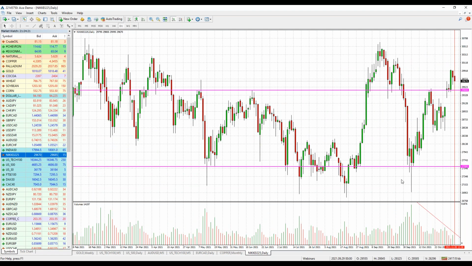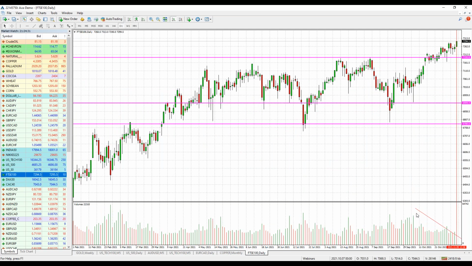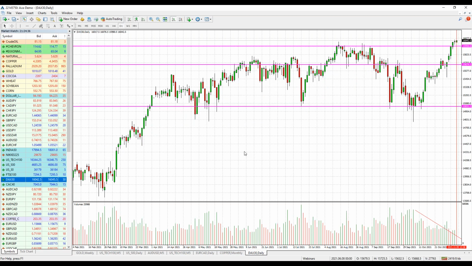Take a look at Nikkei. As Nikkei went up, the volume went down. Dow Jones, the volume is lower. FTSE, same thing. Take a look at the high values here. The volume is drying up.